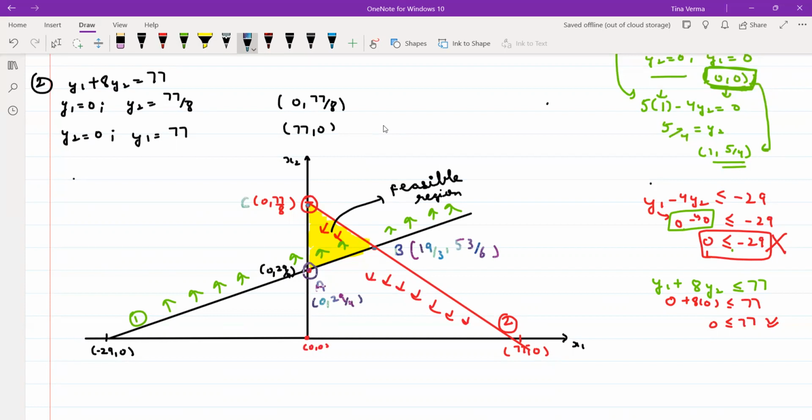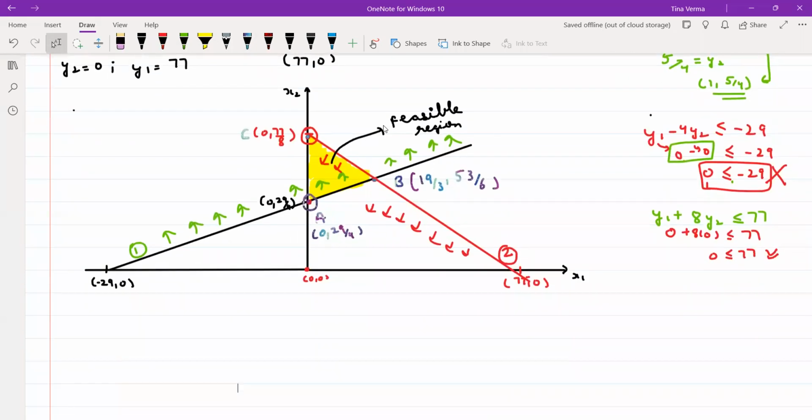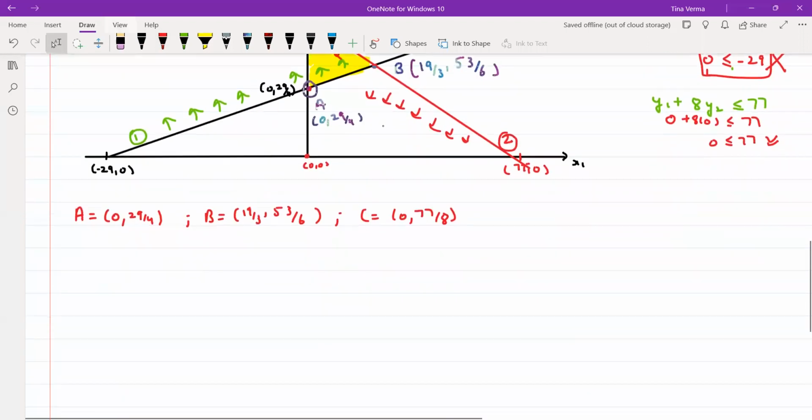Whenever you have a feasible region which is closed and bounded, the optimal solution will always lie on the corner points, that we will do the proof. But here my corner points are A as 0, 29 by 4, B as 19 by 3 and 53 by 6, and C is 0, 77 by 8. Now the task comes for the objective function. Now my objective function, when we have transformed, is 3 by 1 minus 2 by 2, plus 22.